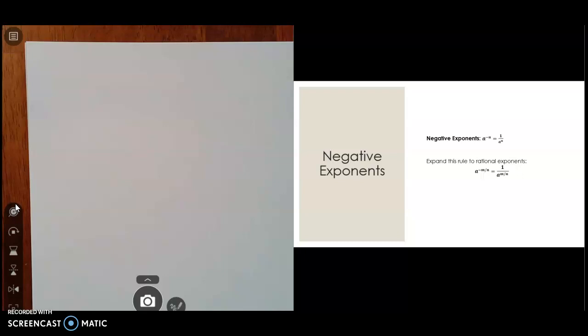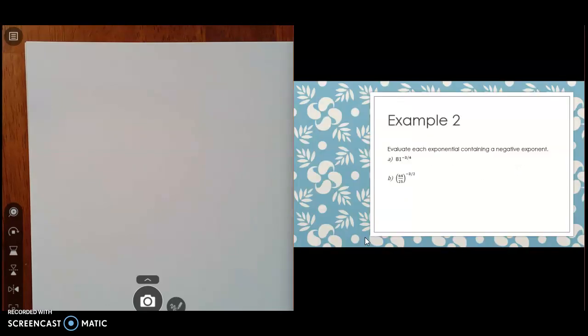of the exponent. You can also expand this rule to our rational exponents. So a to the negative m over n would just be 1 over a to the positive m over n. So it just goes from a negative exponent to a positive exponent when you switch it from the numerator to the denominator. Okay, so example 2.